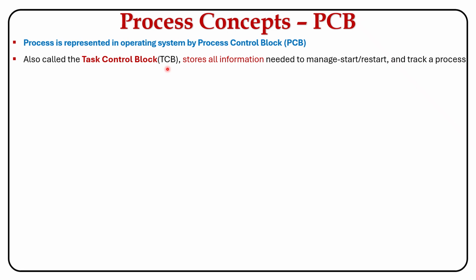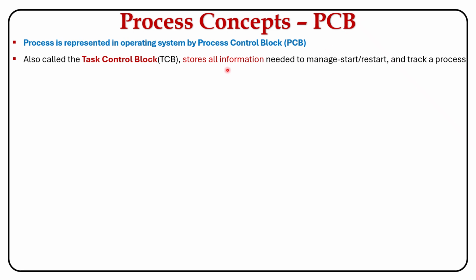Whenever a process starts or resumes after being interrupted, the operating system uses the information stored in the process control block to continue its execution from where it stopped. The PCB also keeps information such as process ID, CPU time used, and other resource usage details. In simple terms, the PCB is a data structure that stores everything the operating system needs to create, manage, suspend, resume, and terminate a process efficiently.